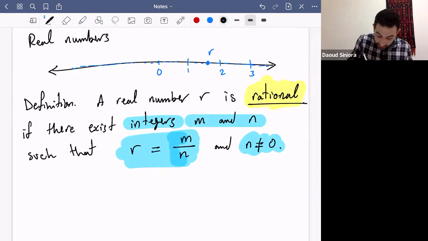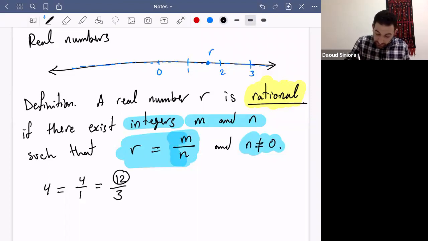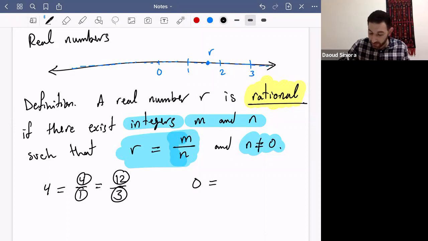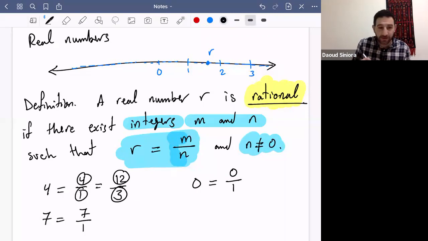For example, 4 is a rational number because it can be expressed as 4 over 1, or say 12 over 3, where 12 and 3 are both integers and the denominator 3 is not 0. So 0 is a rational number because it can be expressed as 0 over 1. Well, any integer n is rational. Choose any integer, say 7, then 7 can be written as 7 over 1, and both 7 and 1 are integers.